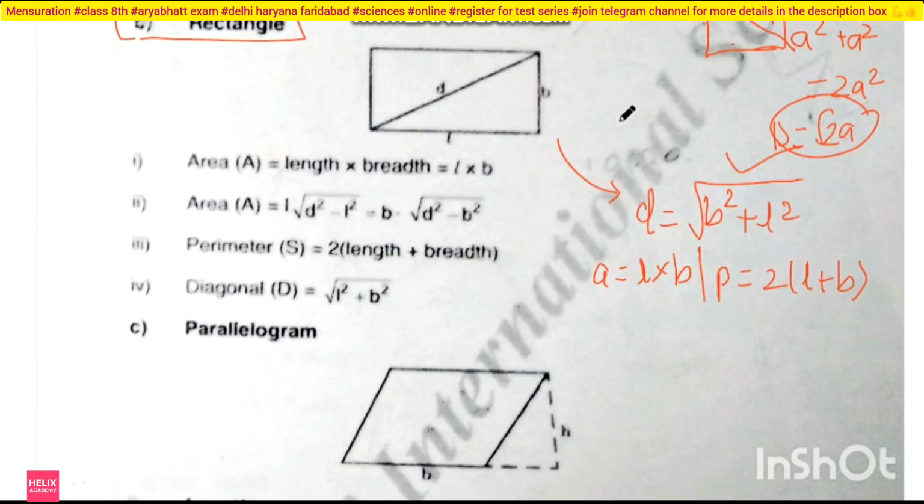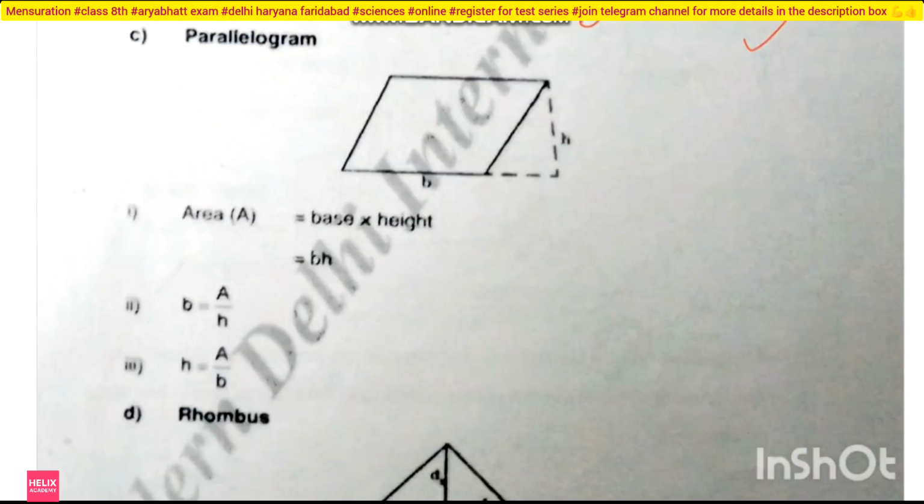Okay, so now see, what is a parallelogram? In a rectangle we have 90-degree angles, but in a parallelogram this is not so, right? Only the opposite angles of a parallelogram are equal, and adjacent angles sum to 180 degrees. But in mensuration I have to find the height, because the area of a parallelogram is base into height. So height will be measured by the perpendicular distance, right? From any side we draw a perpendicular on the base, we measure the distance and call it the height. So this is the base and this one is the height.